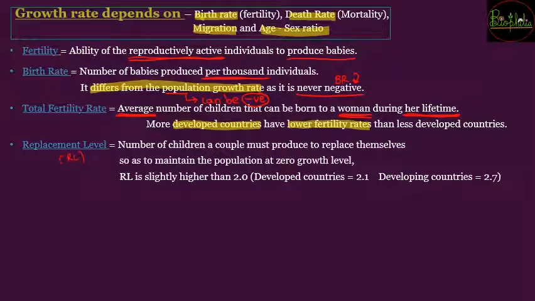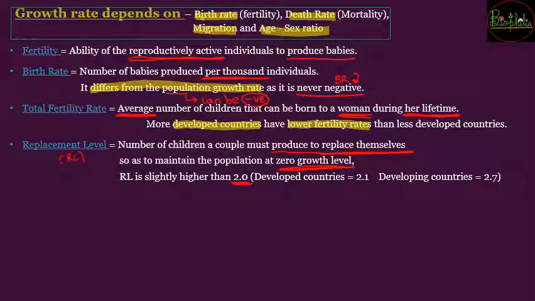So this replacement level is nothing but the number of children for a couple to produce, to be replacing themselves. यानी कितने बच्चे a couple should have so that the population can be at a zero growth level. Zero growth level क्या होता है? Zero growth level, that is whenever the population remains comparatively stable, so equal birth rate and equal death rate, so population does not increase. So how many children should a couple have so that the number remains at a stable level? So RL is generally slightly higher than 2.0.